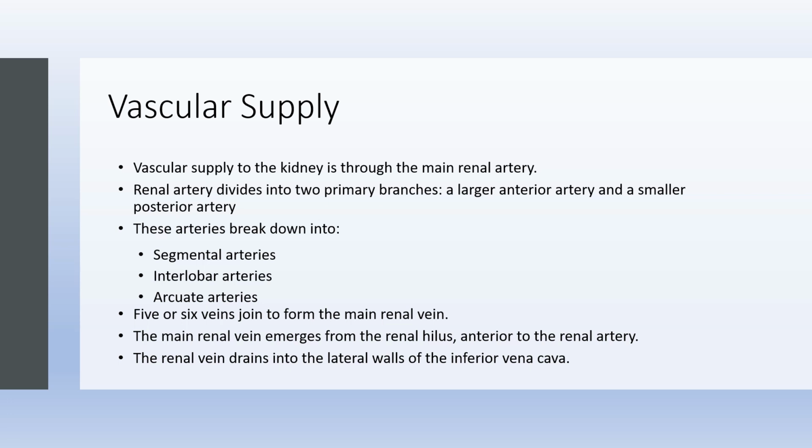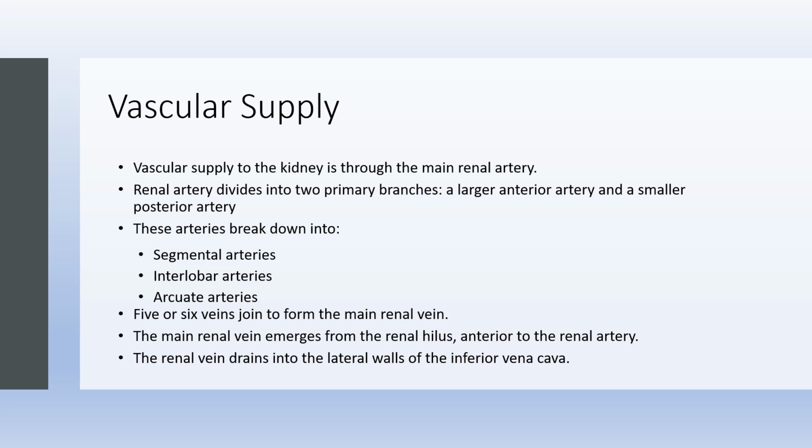So it's going to go from main renal artery to segmental arteries. The segmentals are going to branch into interlobar arteries, and the interlobar arteries are going to branch into arcuate arteries. The arcuate arteries break down even further into interlobular arteries. We don't typically mess with the interlobular arteries, but we do Doppler the segmentals, the interlobars, and the arcuates.